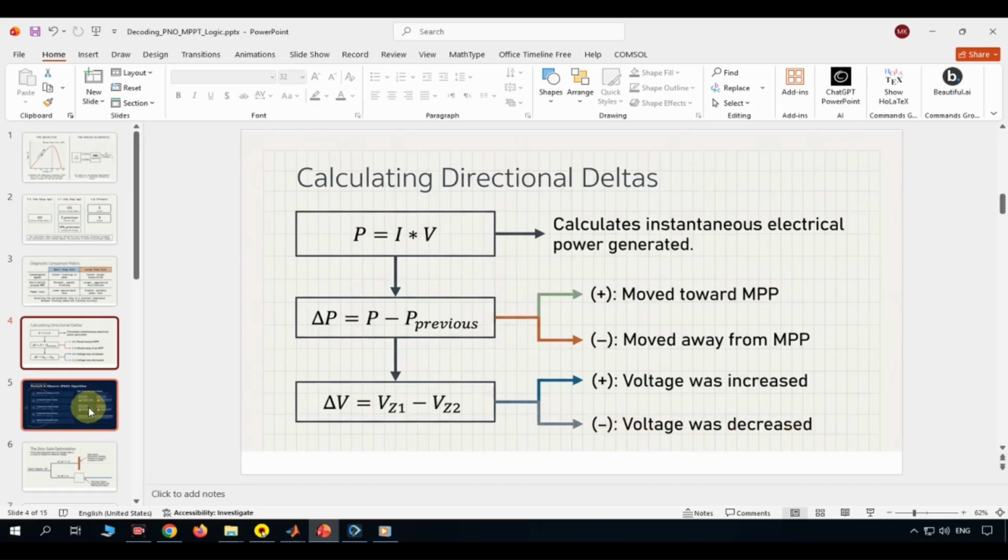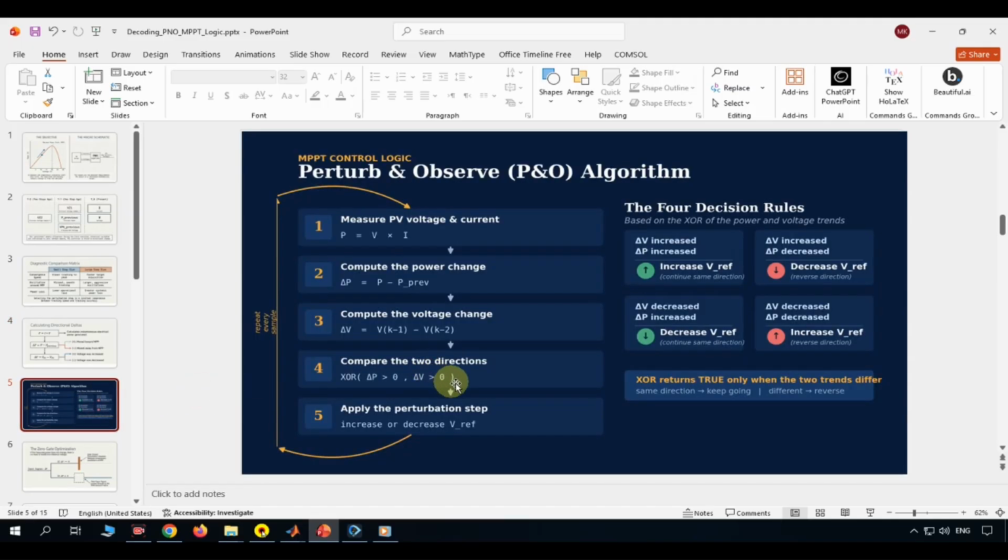Now comes the heart of the perturb and observe algorithm. First, the controller determines whether the power increased. Next, it determines whether the voltage increased. Then it compares both directions using the exclusive OR operation. The exclusive OR operator returns true only when the two logical values are different. This single operation allows the controller to decide whether it should continue in the same direction or reverse the perturbation direction.